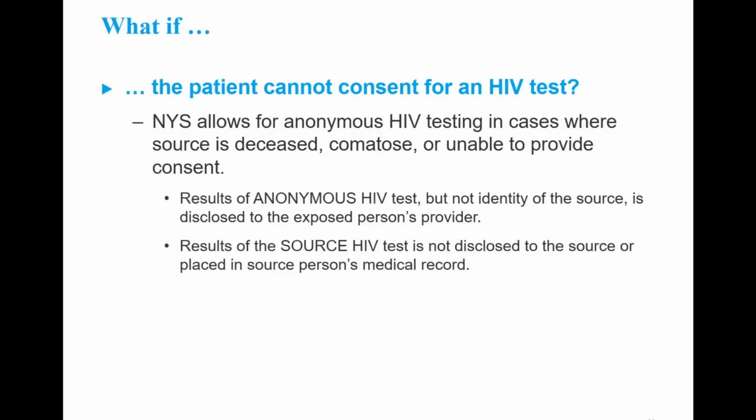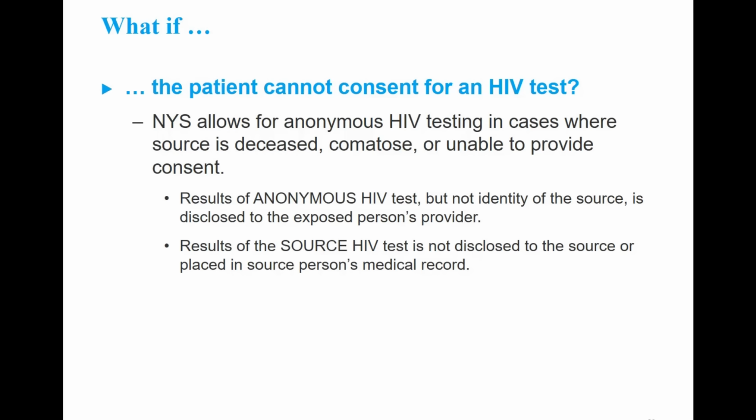But what if the patient cannot consent for an HIV test? You should know that New York State allows for anonymous HIV testing in cases where the source is deceased, comatose, or otherwise unable to provide consent. The results of an anonymous test, but not the identity of the source, are disclosed to the exposed person's provider.